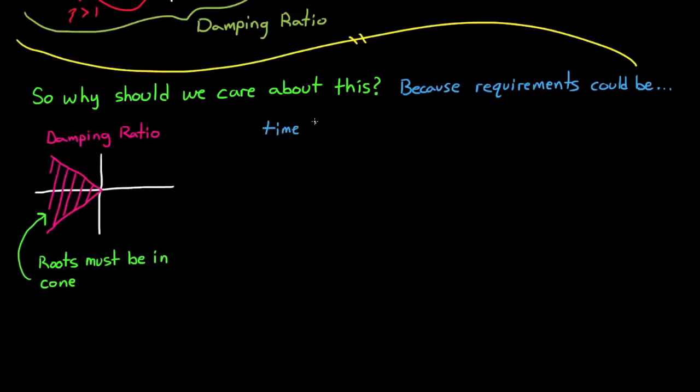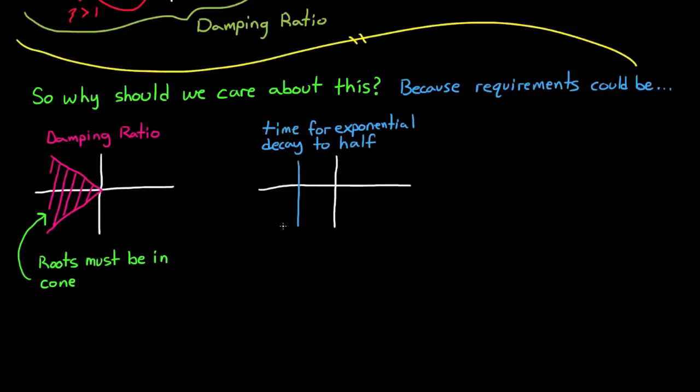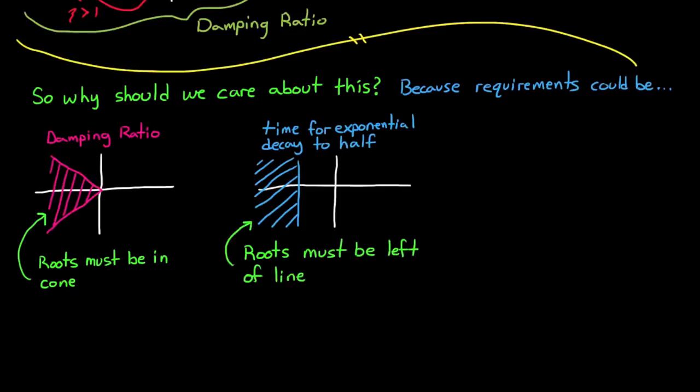If you're given a requirement about time to half, this means that the mode must decay to half its value within a certain amount of time. And since the further a pole is from the origin, the faster it decays, then in order to meet that requirement, all of the roots or the poles must be to the left of that particular time to half line.